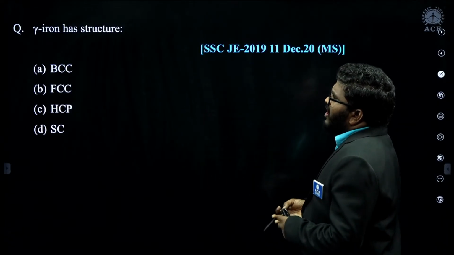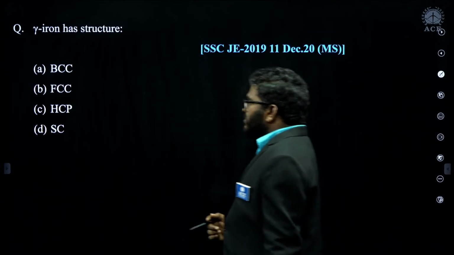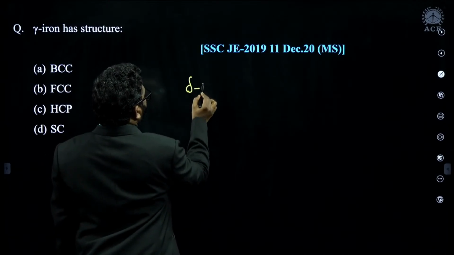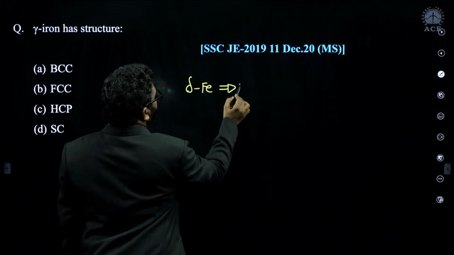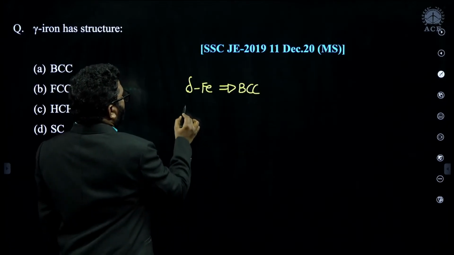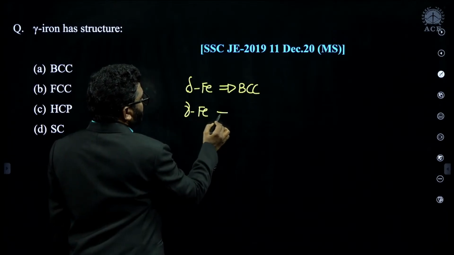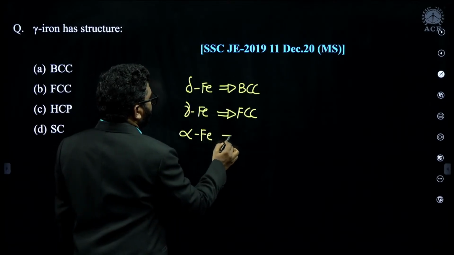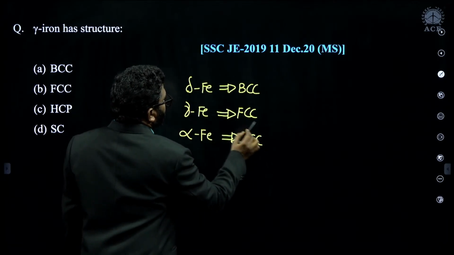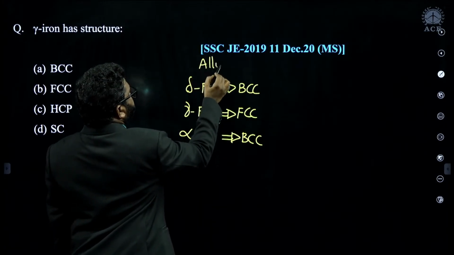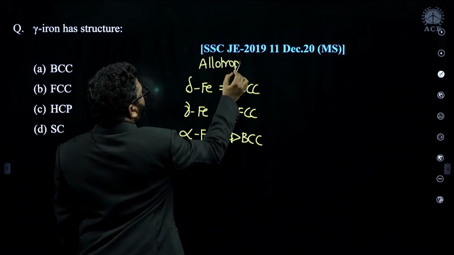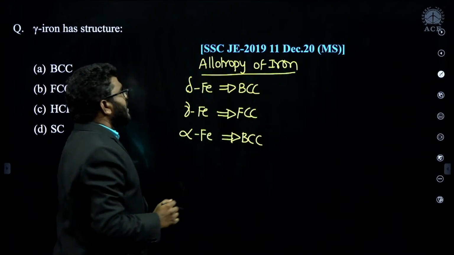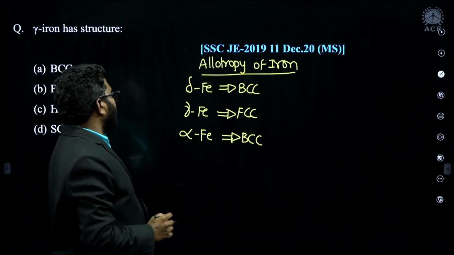Next, gamma iron has which structure? Remember, in an iron carbon alloy, delta iron or delta ferrite crystal structure is BCC. Gamma iron, also known as austenite, has FCC structure. And alpha iron, known as ferrite, again has BCC structure. This is the allotropy of iron: delta iron BCC, gamma iron FCC, and alpha iron BCC.